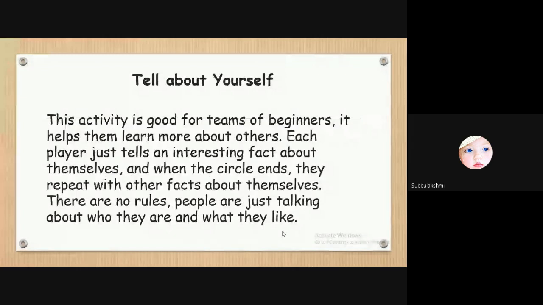This is a very beginner level activity: tell about yourself. But this question is very important in all interviews. Among the frequently asked interview questions, the first question that we come across is tell about yourself. The students may think it to be a very simple question. It's not so. How they make themselves presentable is very, very important.